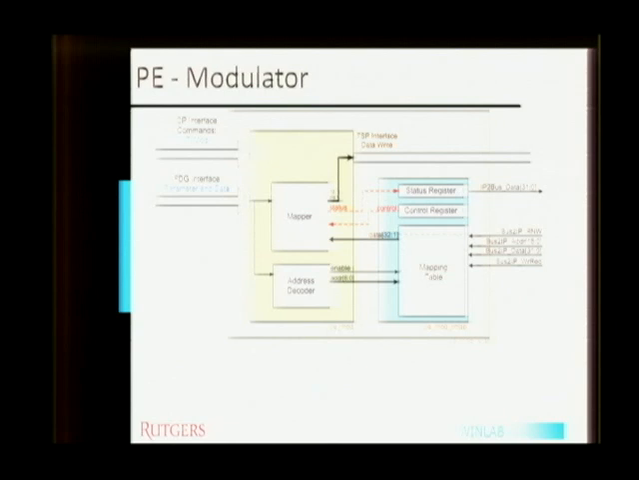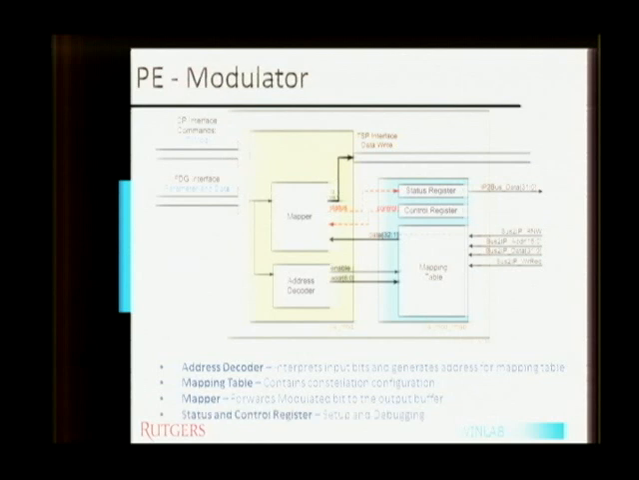We have the parameter and data interface for the input buffer. The output buffer interface is on the right with the bus. The address decoder takes the incoming bits and sends an address to the mapping table. The mapping table has all the constellation points in a specific order so that this address decoder knows what bit is coming in. We have the mapper that forwards this modulated data to the output bus. And we have a bunch of status and control registers that are required for debugging and setup.